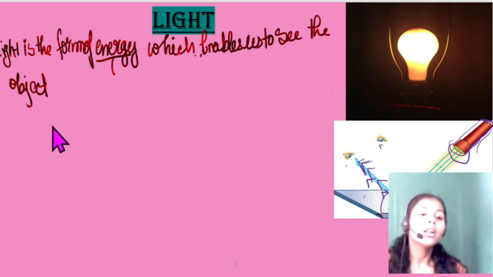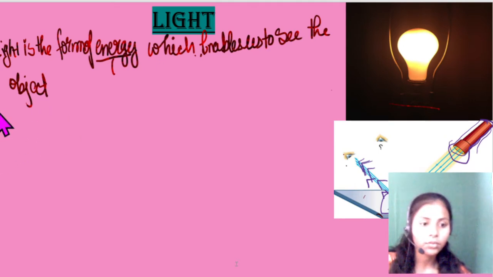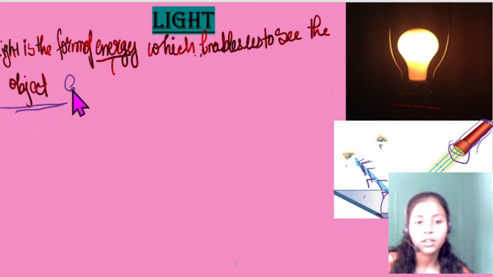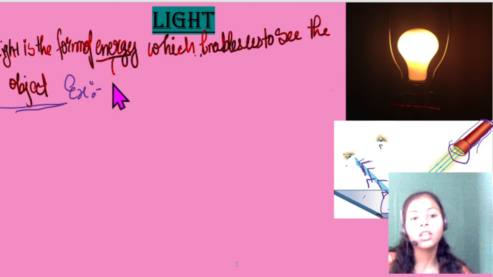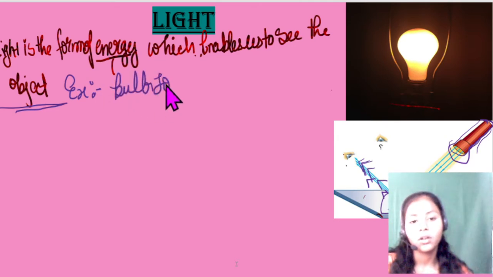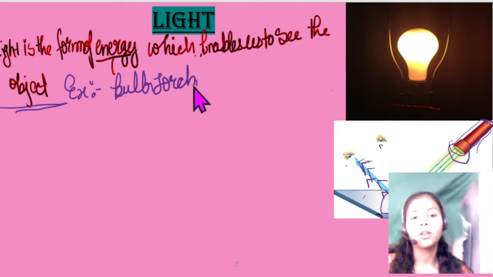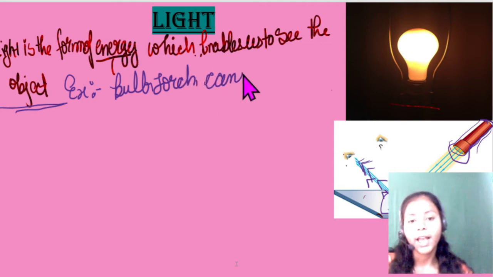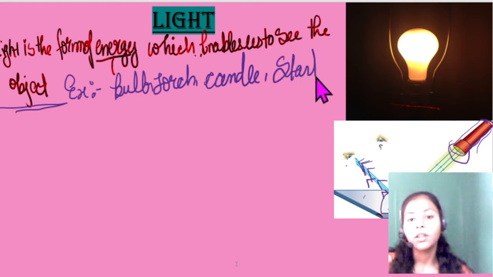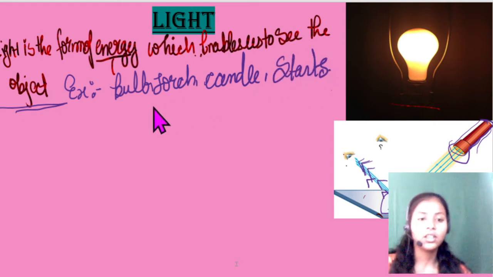So light. What are the examples of light? Example we can give: bulb, torch, candle, stars. These are the examples of light. So about this we have read.